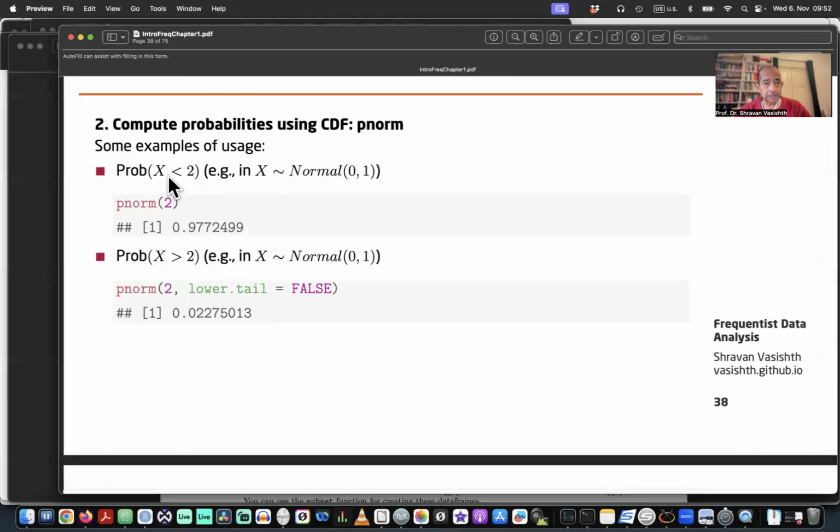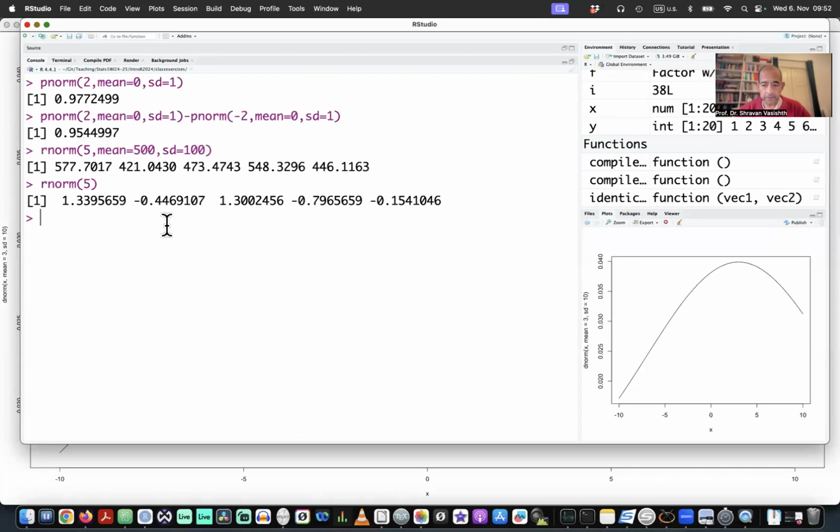Now, I can compute these probabilities. I just showed you how to do that. If I write pnorm(2), it's computing for the standard normal distribution, telling me the probability of observing 2 or something less than that in the standard normal. But I could ask a question like this for a different distribution, for a distribution with mean 500, standard deviation 100. What's the probability of observing a value like 200 or something less than that?